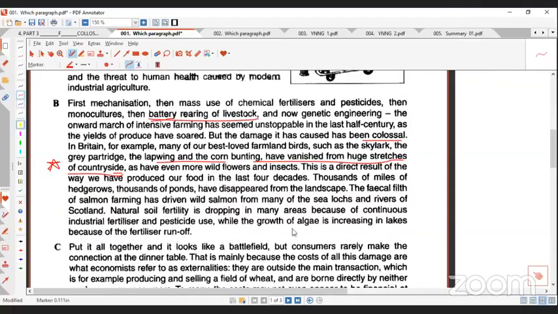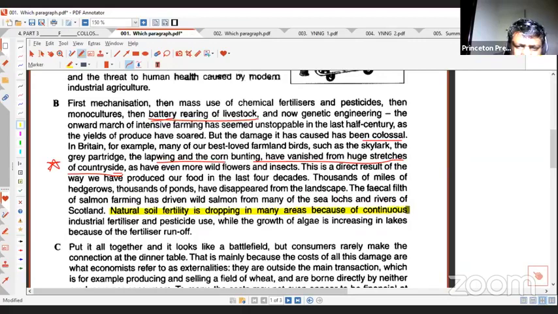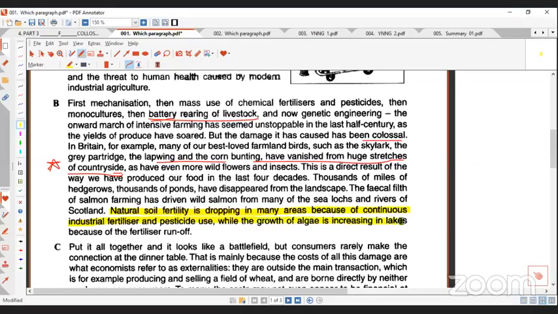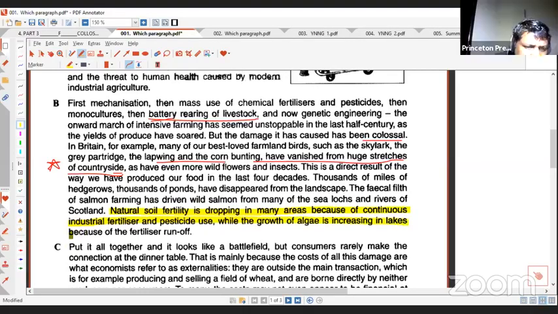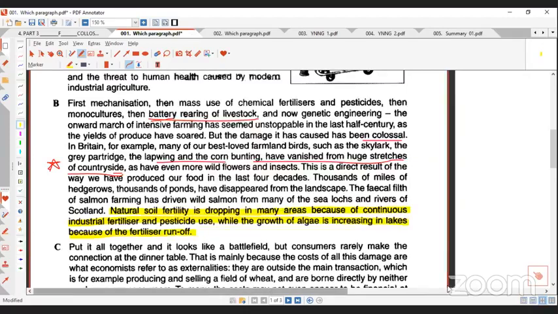Leaching fertilizer on the water. Here, natural soil fertilizer is dropping in many. This one here: industrial fertilizer and pesticides, while the growth of algae is increasing in lakes because of fertilizer runoff. Fertilizer is a kind of chemical. Yes, I think this one. So this one is what? B. We got the answer.